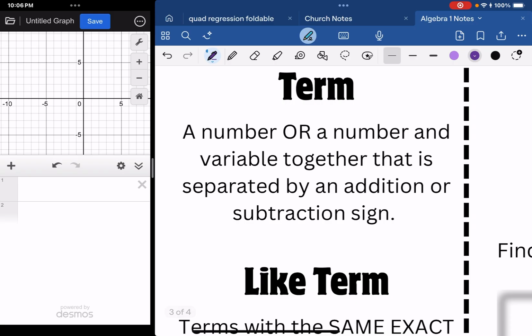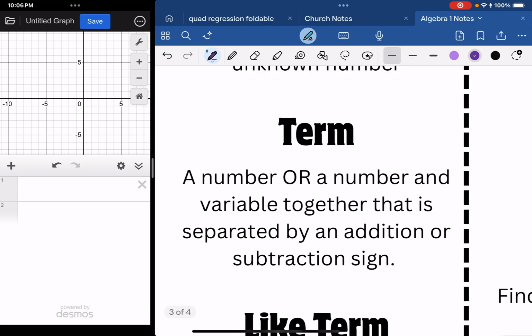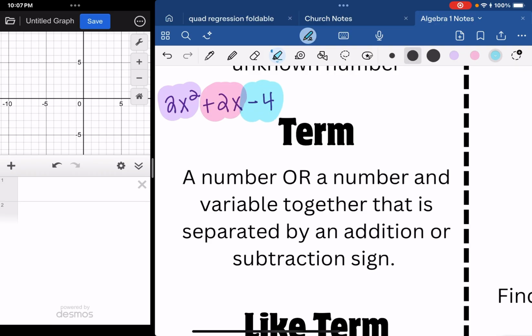All right, term. Term is a number or a number and variable together that is separated by an addition or subtraction sign. So with that being said, that is like if I had 2x squared plus 2x minus 4. There are 3 terms there, okay? Every term is separated by an addition or subtraction sign. Okay, so like this is one term. This is the second term. This is the third term. So it's just every number or every number and variable together, okay?